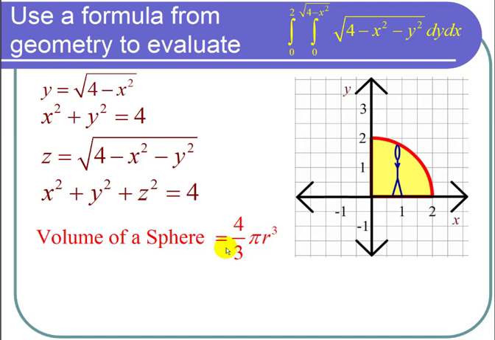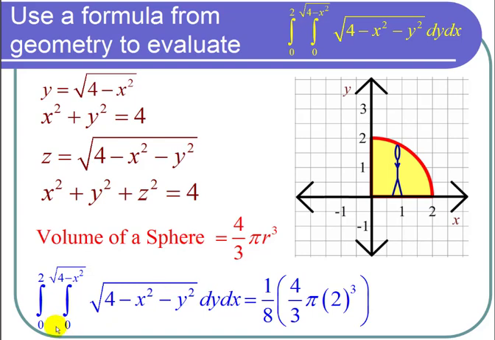So now I'm ready to use my geometry formula, the volume of a sphere, to evaluate this double integral. And in our case, we have 1/8 of a sphere. So we could say that the double integral is equal to 1/8, because it's 1/8 of a sphere, times the volume of the sphere, which is 4/3 times pi times a radius, and the radius is 2, cubed.